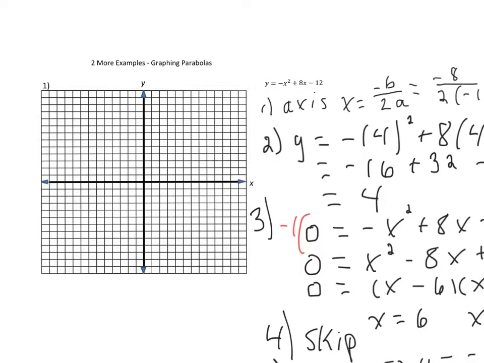So we're ready to start plotting the points that we have. I'm going to start with 0, negative 12. So go left or right, nothing, and go down to negative 12. That will end up being just one line above the bottom of this graph. It's a little hard to see, but I did put a point right here. That's our y-intercept.